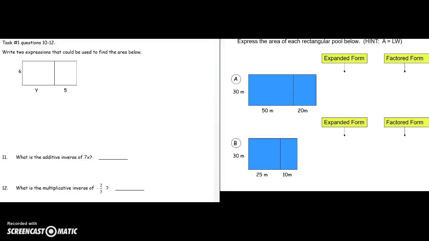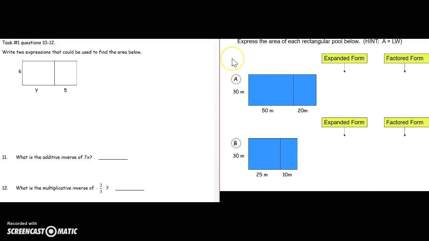All right. Today we'll be working on task number 1, questions 10 through 12. The question we're going to be looking at first is question number 10. We're going to write the two expressions that could be used to find the area below. On the other side of the screen, here are the two forms you can use to show the area. We can either use the expanded form or the factored form.